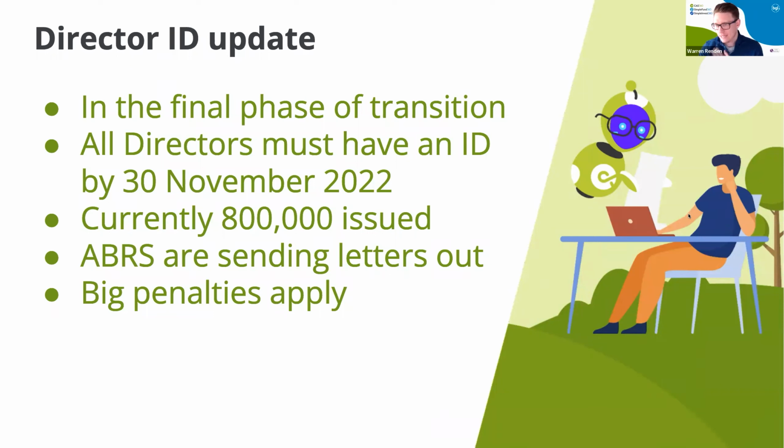Okay, so the way I read it is that if they were a director on 31st October 2021 and they're going to resign before 30th of November 2022, before the deadline, then in theory they don't need a director ID. Yeah, that's right. There's a couple of questions in the chat that sort of follow up on that answer.